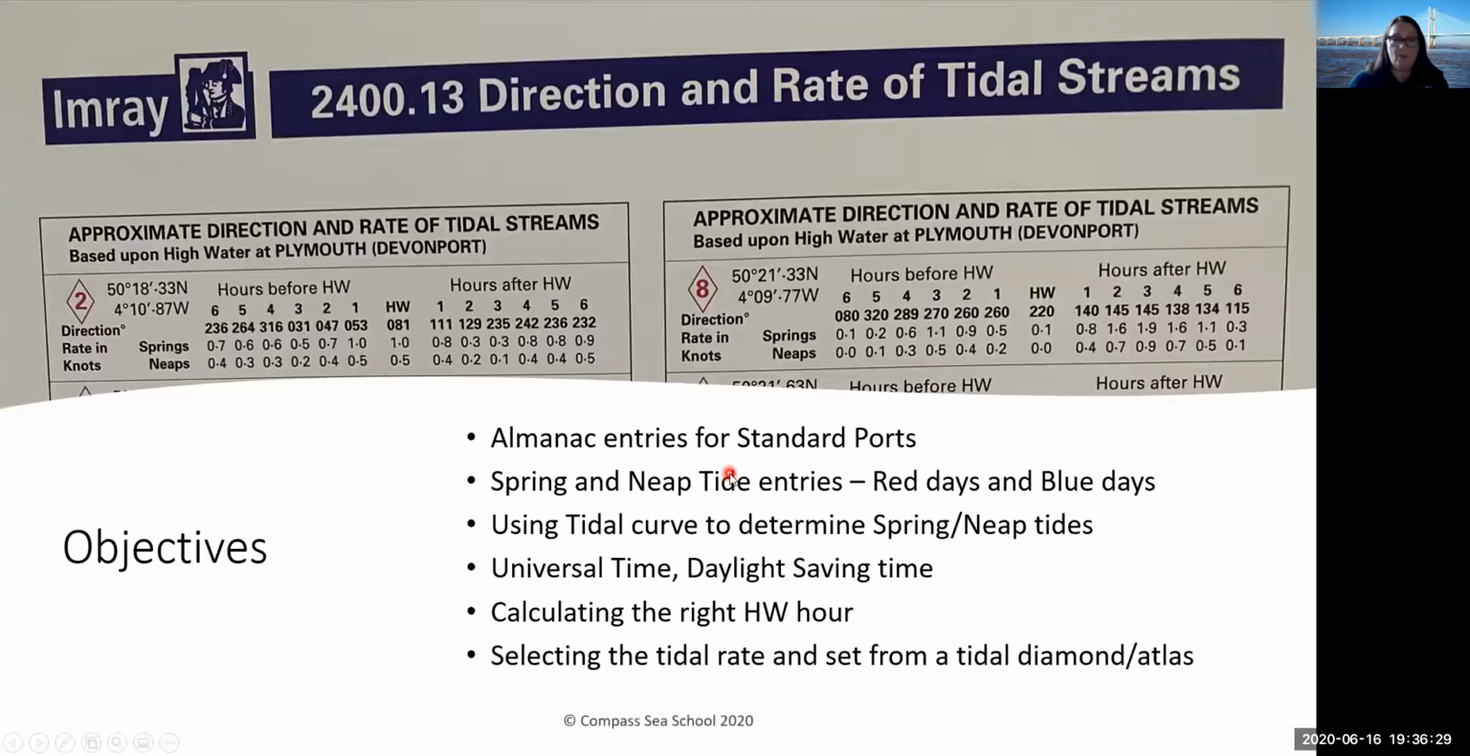Okay, so that was a very quick canter through Almanac entries for standard ports. We took a quick look at spring and neap tide entries, looking at the red days and the blue days, using the tidal curve to determine the springs and the neap tides. We had a quick look at universal time and daylight saving time, a calculation where one was universal time and one was daylight saving time, how to calculate the correct high water hour, and how you can select the tidal rate and set from the tidal diamond and the tidal atlas.